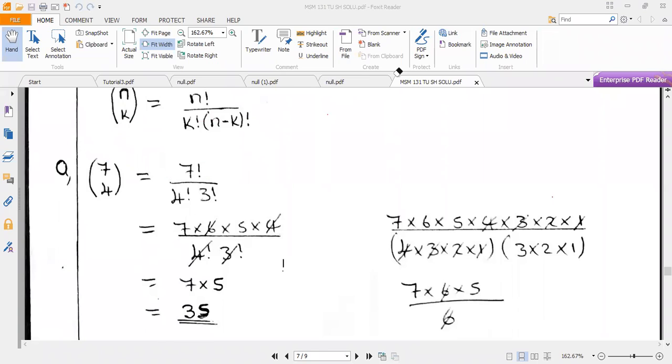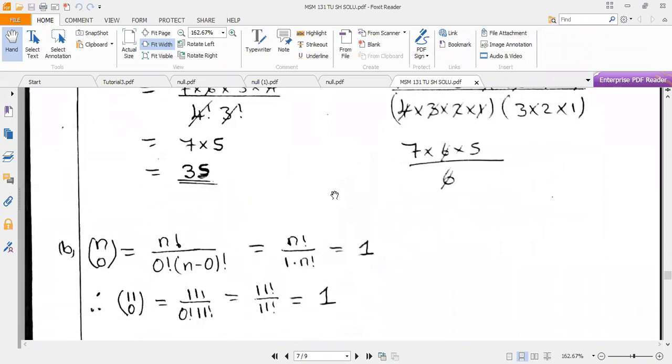Sir, excuse me, sir. How did you cancel out the 6? 3 factorial is equal to 6 because 3 factorial means 3 times 2 times 1. So 3 times 2 is 6 times 1 is 6. So, sir, how do you know that this is a factorial or it's not? The way the question is given, 7 choose 4. Oh, all right.